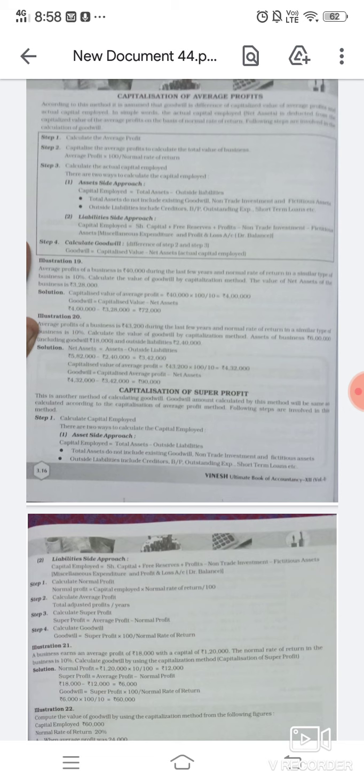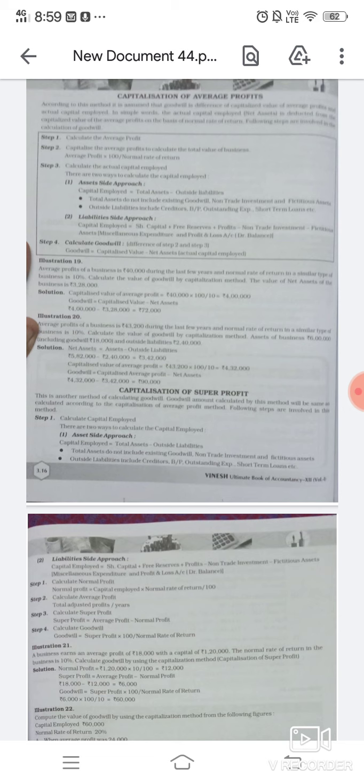And see illustration 20. Average profit of the business is given and normal rate of return is 10%. They ask to calculate the value of goodwill by the capitalization method. So assets of the business are 6 lakhs including goodwill. So in total assets, it includes the value of goodwill, 18,000. So we should not include that. As per the rules, when we are calculating the assets, we should not include the goodwill. So we have to subtract the amount of goodwill from 6 lakhs. So 6 lakh minus 18,000, the balance amount is the asset amount.